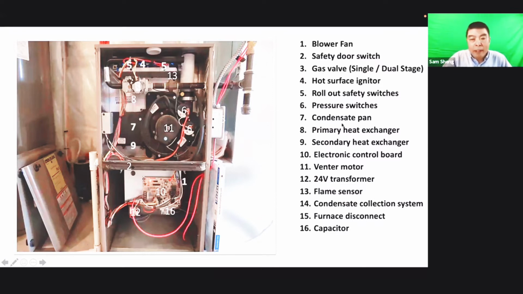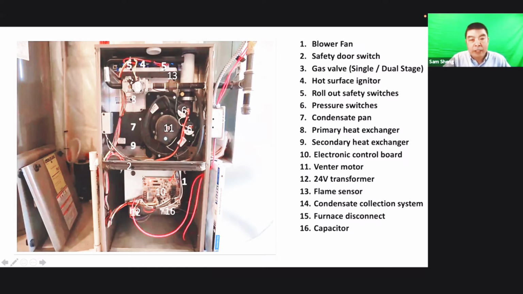The condensate pan. With this we can figure out whether the furnace is high efficiency or not. Sometimes this cover is clear, and we can see the copper pipe inside. If we can see the copper pipe, that means it's a secondary heat exchanger. The primary heat exchanger we cannot see. It should be above this black pan, around here, just like the category 1.